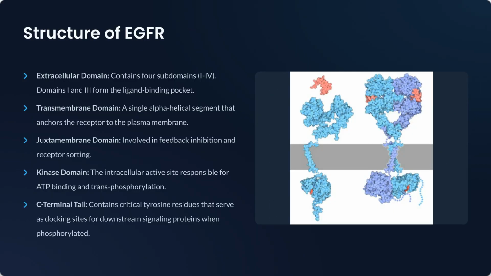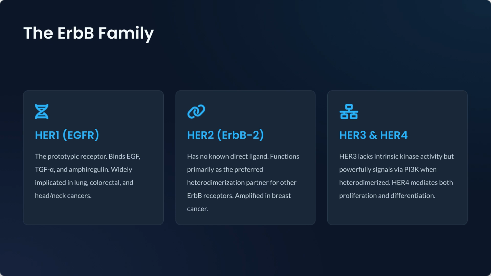The structure of EGFR includes an extracellular domain with a ligand-binding pocket, a transmembrane domain, a juxtamembrane domain for regulation, a kinase domain for phosphorylation, and a C-terminal tail with docking sites. EGFR, or HER1, is part of the ERBB family, which also includes HER2, HER3, and HER4. HER1 binds ligands like EGF and is widely implicated in various cancers.